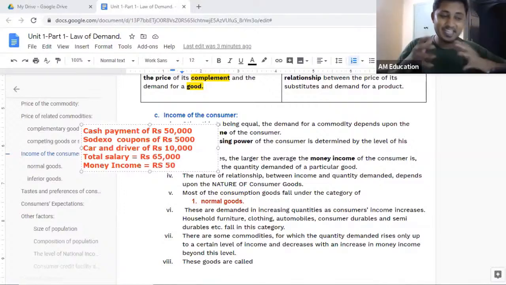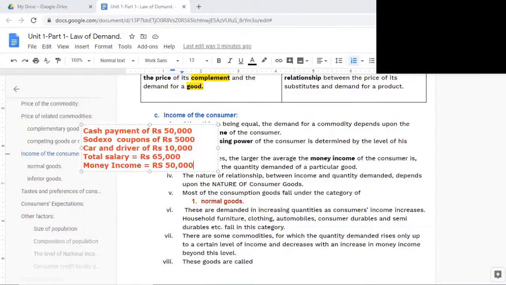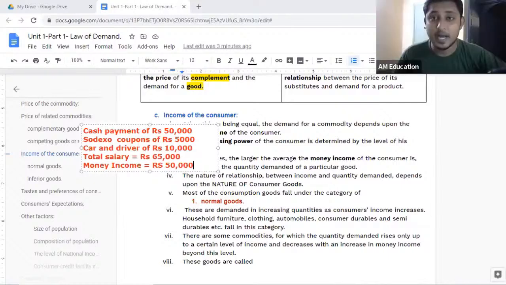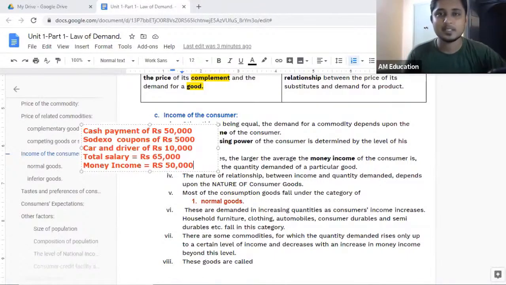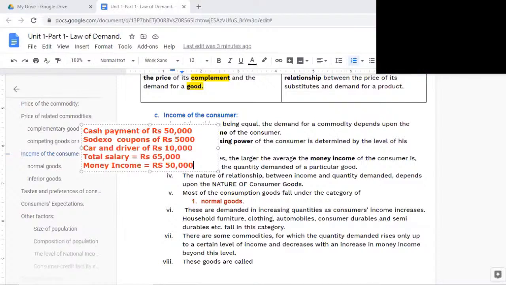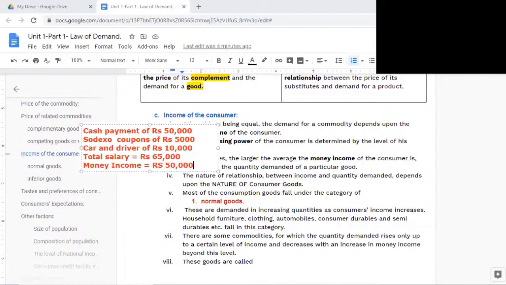So money income is the money that he has with which he can buy things. If you ask him, he does not have 65,000, because he gets paid 50,000. The 10,000 and the 5,000 are benefits. They also have value and will be part of his income, but it is not considered as money income. You must have heard people say, the salary is 25,000, but I take home 22,000. So this 50,000 is the take home.